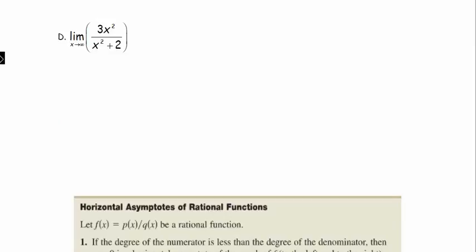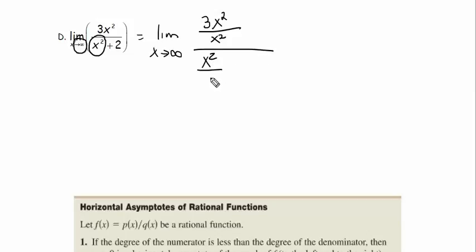Limit as x goes to infinity. Now, we're going to make sure this is infinity again, or negative infinity, and look for the highest power of x in the denominator. So that's x squared. The limit as x goes to infinity of 3x squared over x squared, over x squared over x squared plus 2 over x squared.